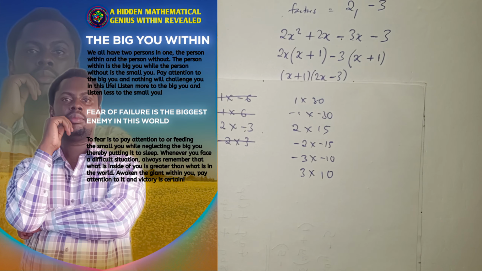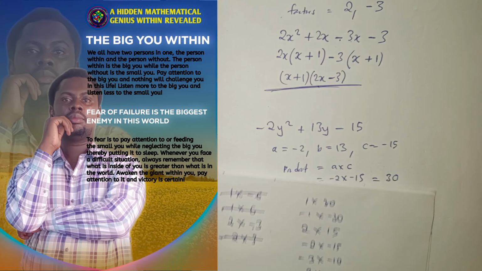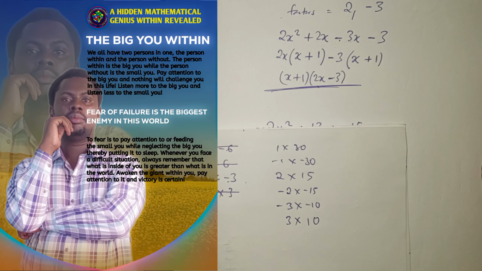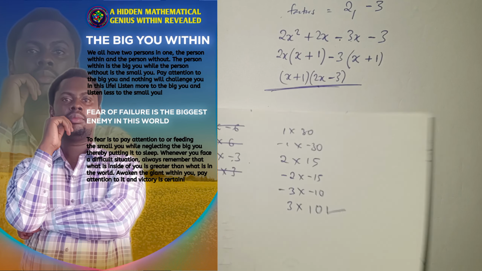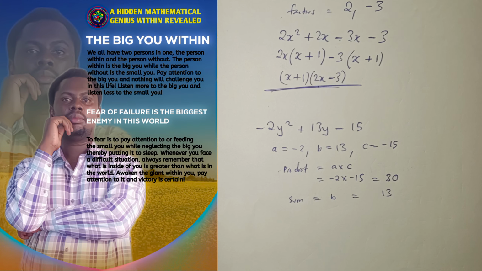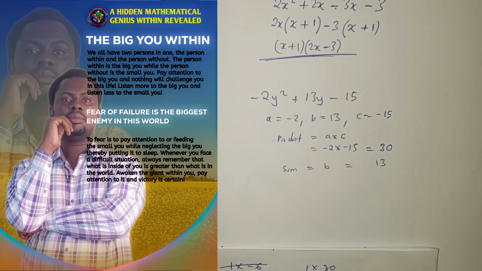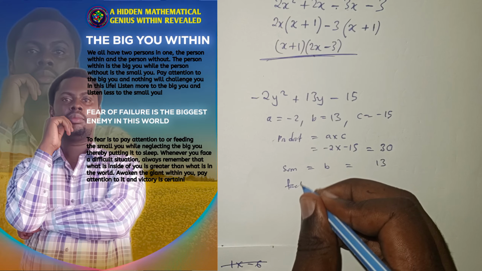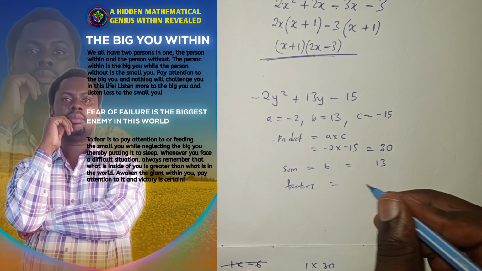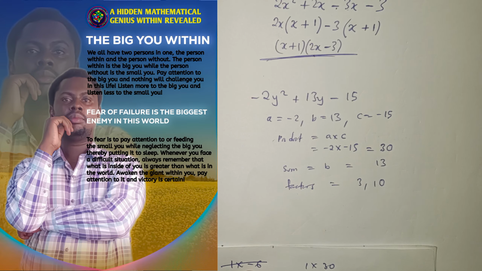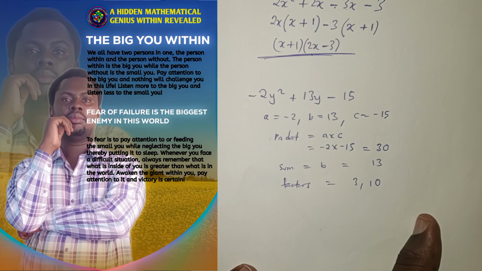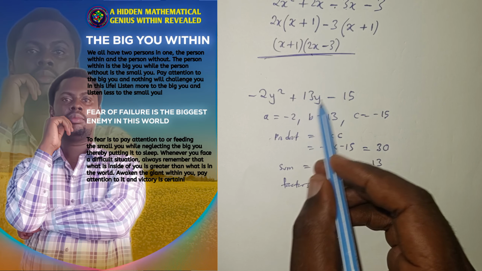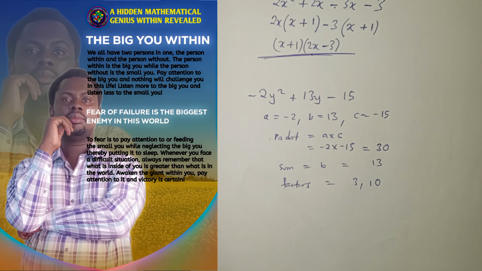Okay, so we can see that the one that can give us 13, that is positive 13, can be 3 and 10. This one here, 3 times 10 is 30. Okay, that is our product there, 30. And 3 plus 10 is 13. Okay, so the two factors are 3 and 10. And don't forget that these 3 and 10 are the coefficients of y. So where there is 13y there, we are going to put 3y plus 10y.